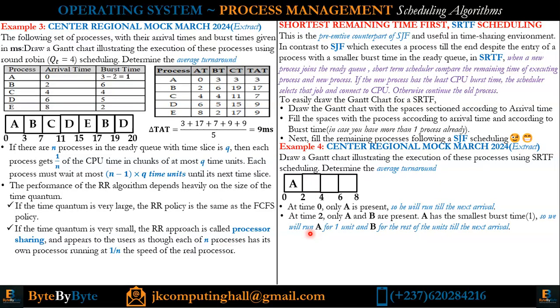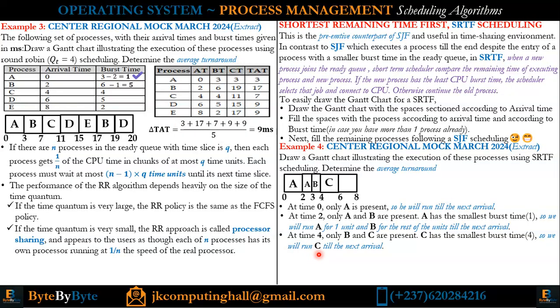So I'm going to run A for 1 unit, that is from 2 to 3. Then I run B till the next arrival, meaning that A is complete and B has consumed 1 unit. So it's now left with 5 units.